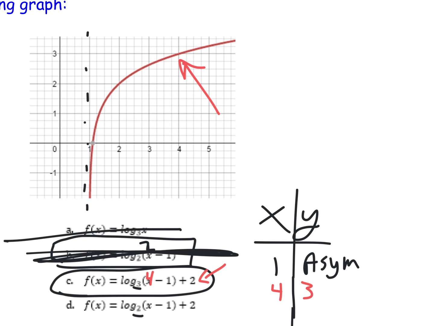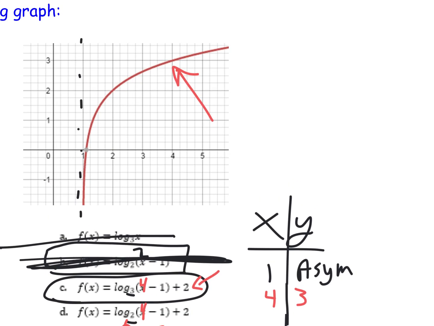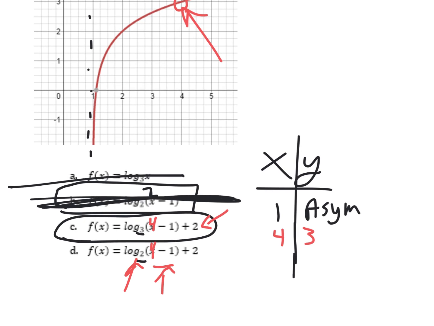Does that make sense? If I wanted to check if this was it, look what happens when I put in a 4. 4 minus 1 is 3. Log base 2 of 3? That doesn't even work nice. But on the graph, it actually does. See? 4 comma 3 is a real spot. It's definitely C. Nate got it by pure luck.